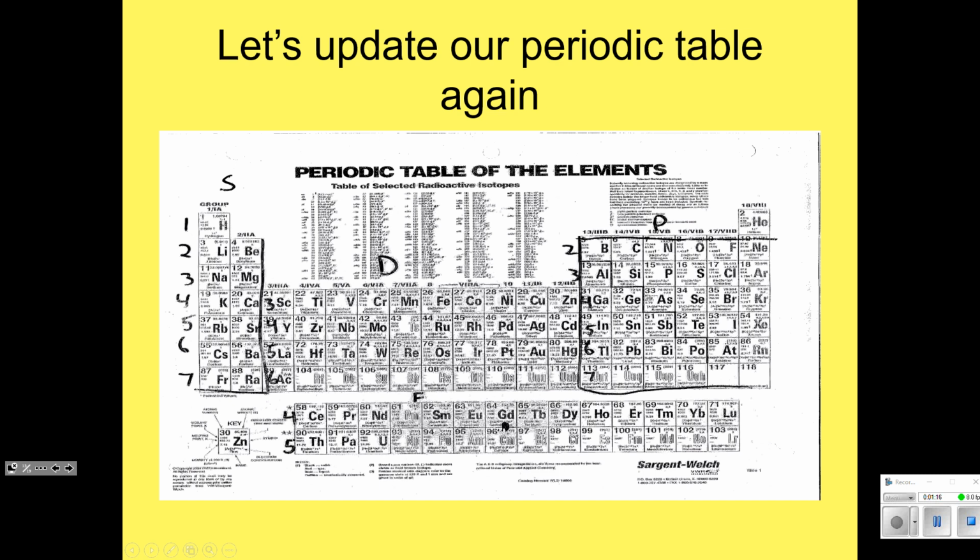I want you to do a little writing on your periodic table right now, and I'll explain why later. Between calcium and scandium, between elements 20 and 21, I want you to write a 3 in between those two. So that's what I'm showing right here. Between strontium and yttrium, I want you to write a 4. Between Ba and La, a 5. And between Ra and Ac, a 6. And make it noticeable enough for you to see.